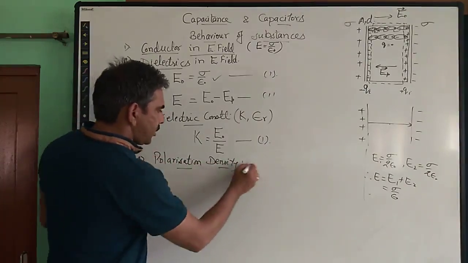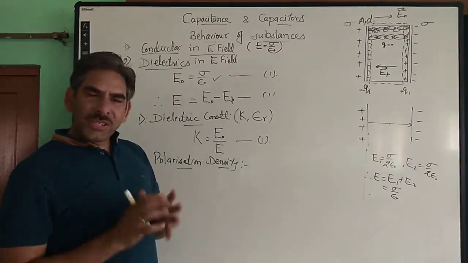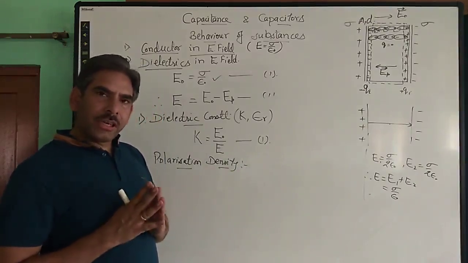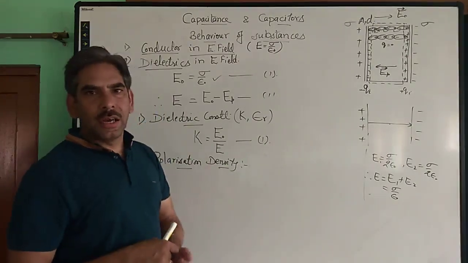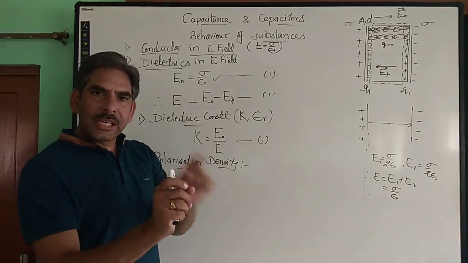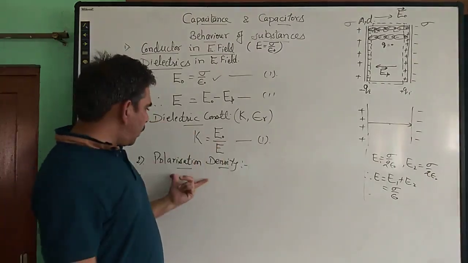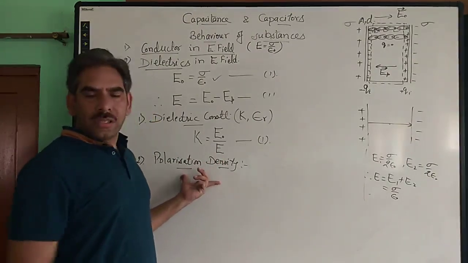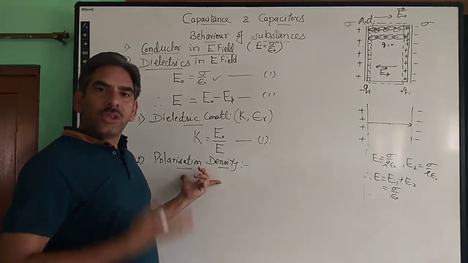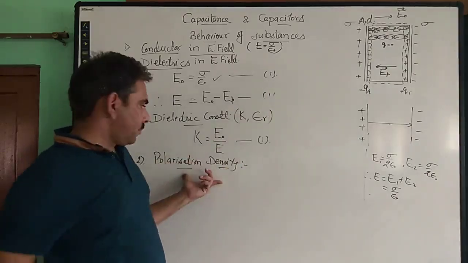So polarization density is a physical quantity which gives the information about how much polarization has taken place, how much separation of the centers of positive and negative charges has taken place. And this polarization density gives the measurement of the degree to which a non-polar dielectric is polarized, right?